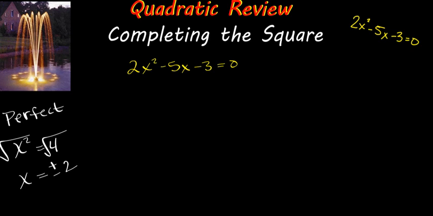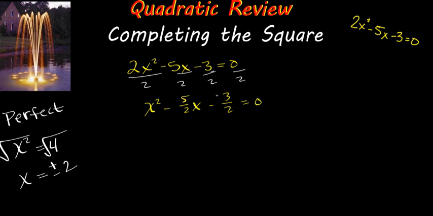And the first step when you're making your equations do what you want and you're completing the square, you've got to get rid of the 2. Divide everything by 2. And what you end up with is x squared minus 5 halves x minus 3 over 2 equals 0.